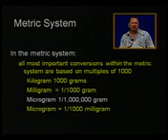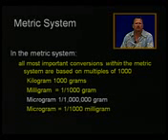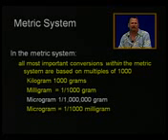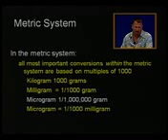So what I want you to know is all the most important conversions within the metric system are based on multiples of 1,000. A kilogram is 1,000 grams. A milligram is 1/1000th of a gram. A microgram is 1/1,000,000th of a gram. But more importantly, a microgram is 1/1000th of a milligram.